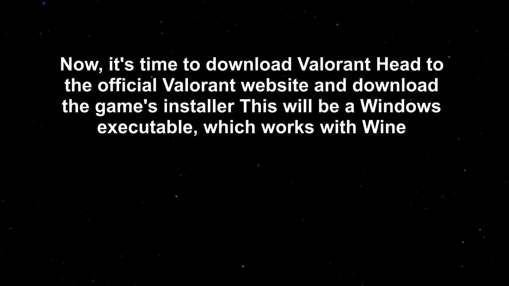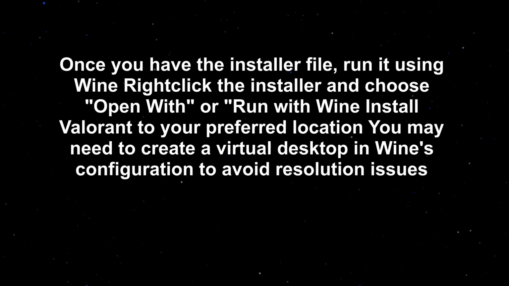Now, it's time to download Valorant. Head to the official Valorant website and download the game's installer. This will be a Windows executable, which works with Wine. Once you have the installer file, run it using Wine. Right-click the installer and choose Open with or Run with Wine. Install Valorant to your preferred location.